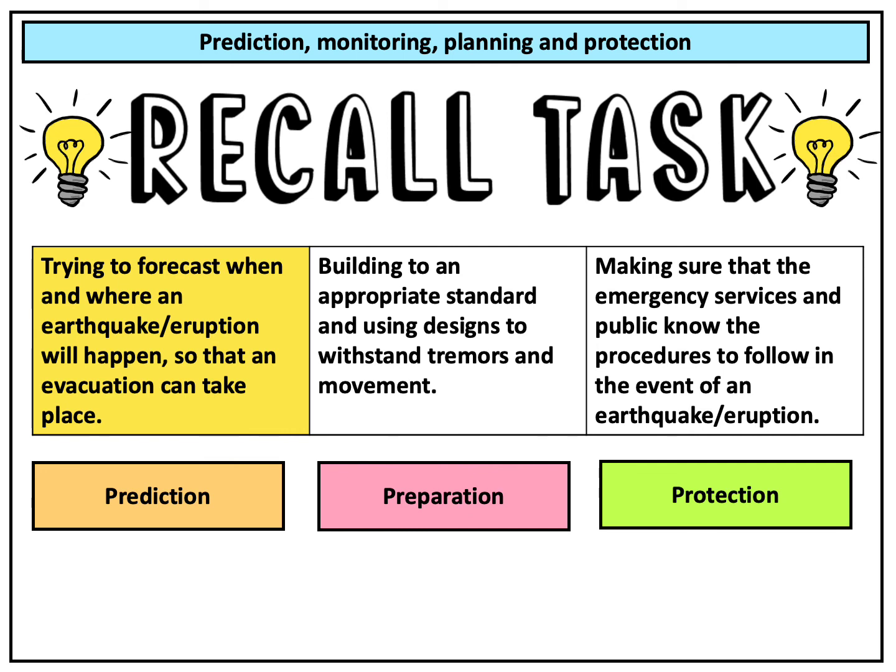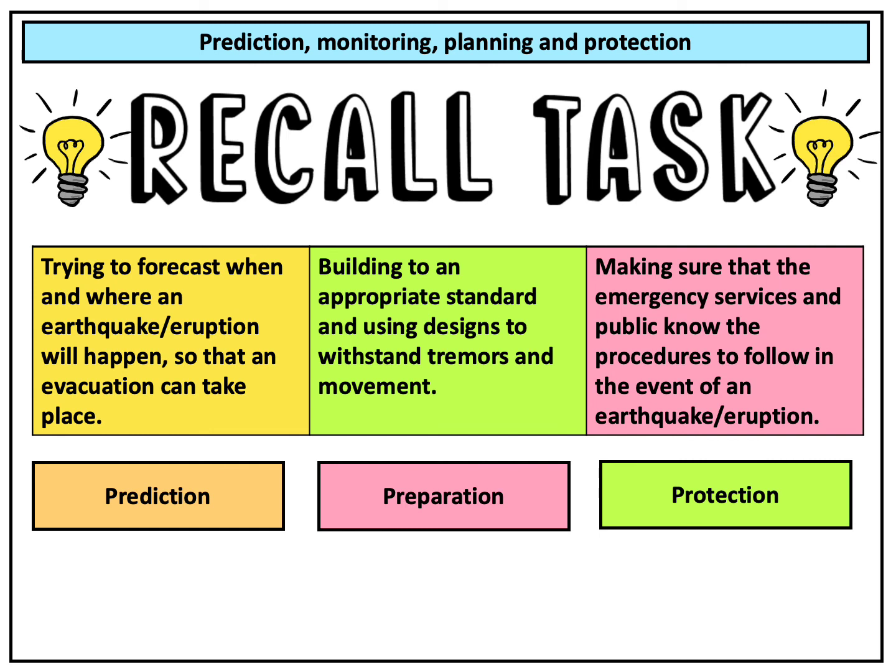The next one, building to an appropriate standard and using designs to withstand tremors and movement. So that can be things like using building codes to help create buildings that will withstand the tremors. That is protection. You are protecting people. And the third one is obviously preparation, because you are making sure the emergency services and public are prepared. They know the procedures to follow in the event of an earthquake or eruption.